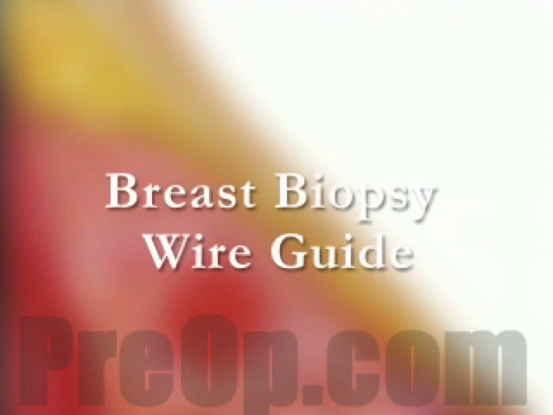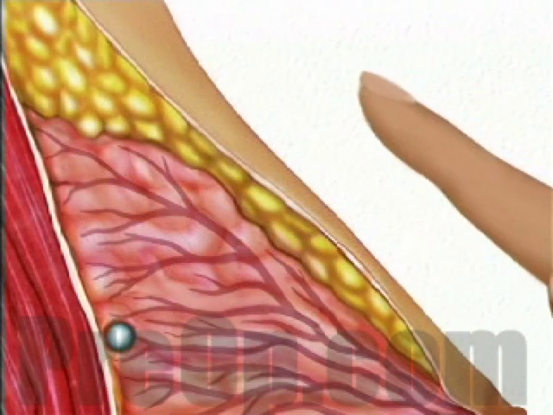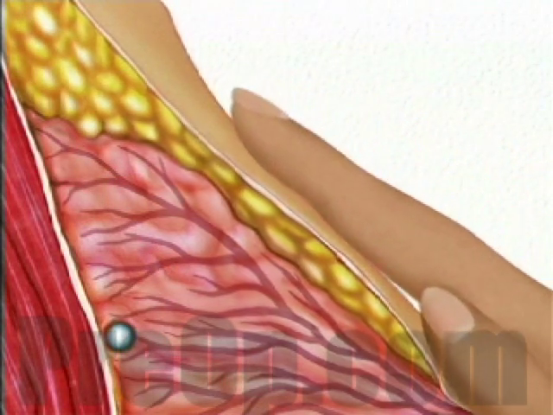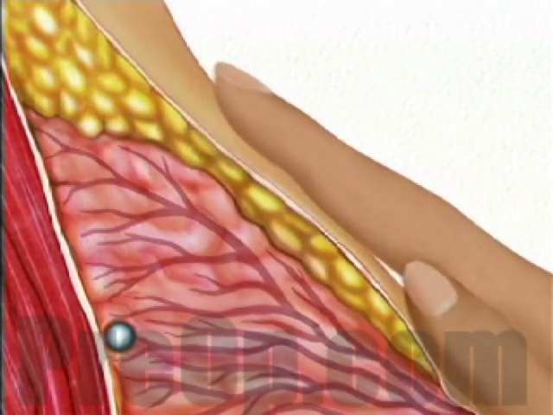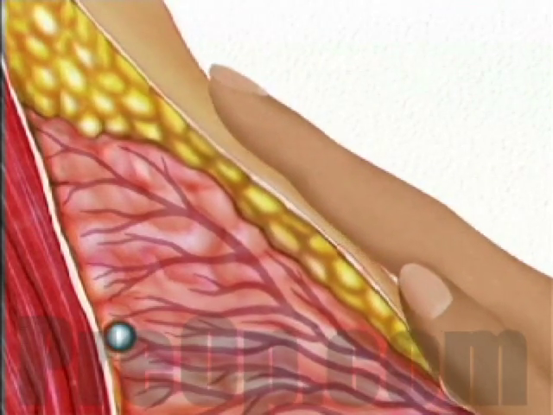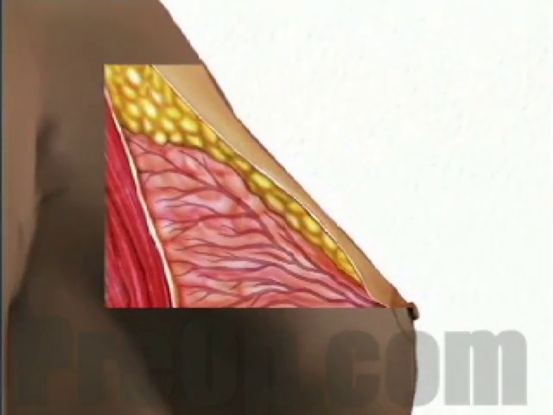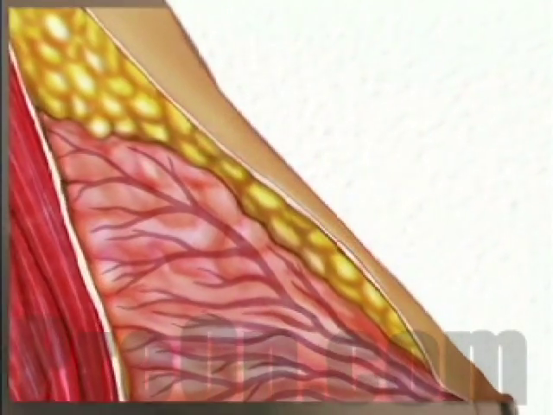Your doctor has recommended that you undergo a breast biopsy procedure, or lumpectomy. In your case, you have a lump in your breast which is too small to be felt by touch. Your radiologist detected this abnormality while reviewing your recent mammogram or breast X-ray. Let's take a moment to look at the reasons why lumps form in breast tissue.